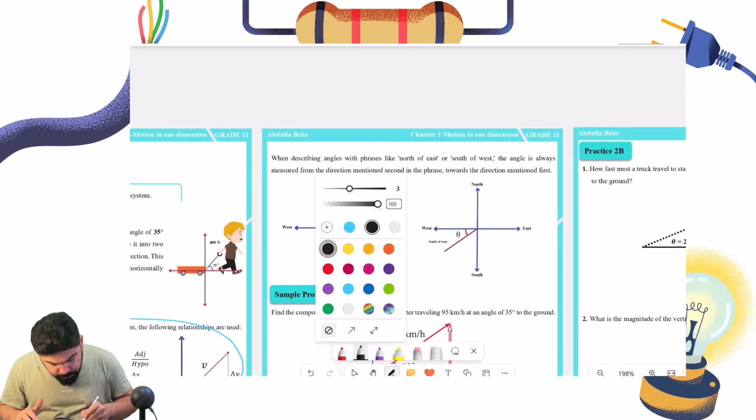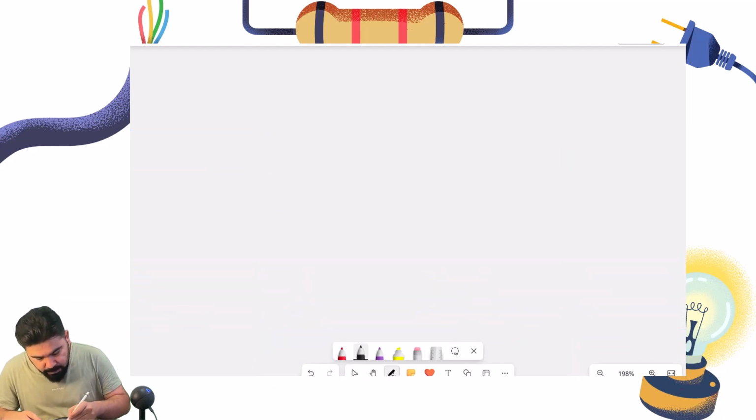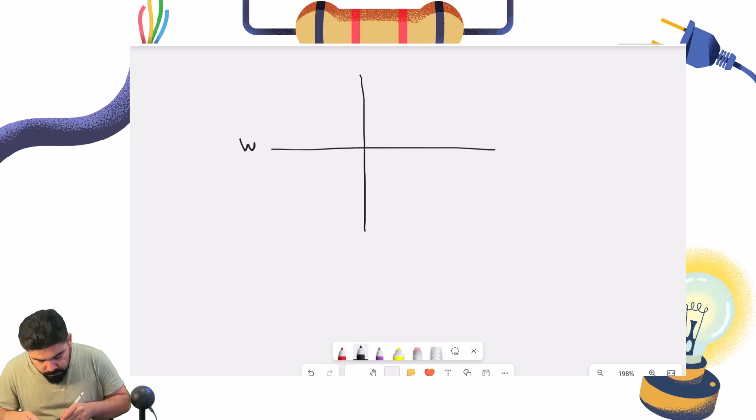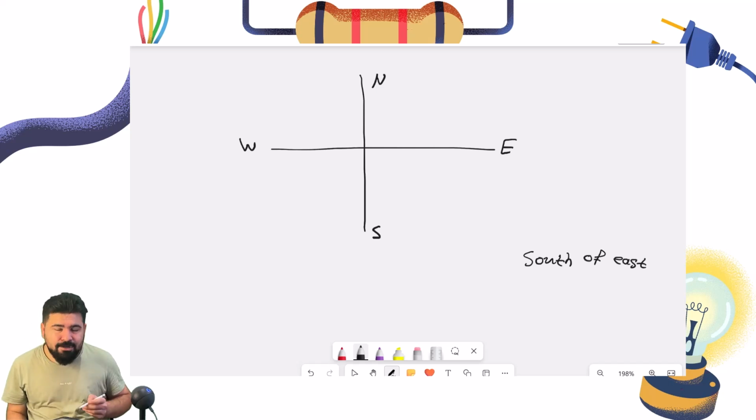Something else guys I should mention is that whenever you have the mentioning of two directions, let's say these are the directions we have: west, east, north and south. Let's say the question says south of east. Okay, let's say the question says the object is making an angle of 25.